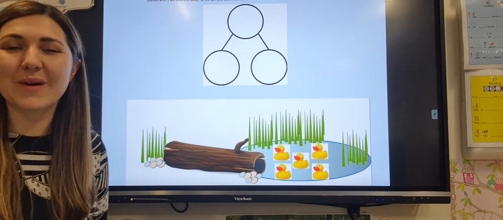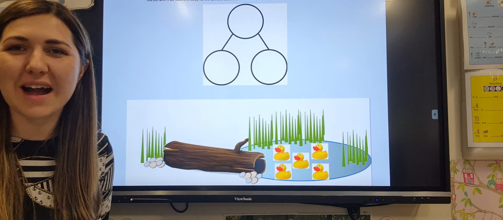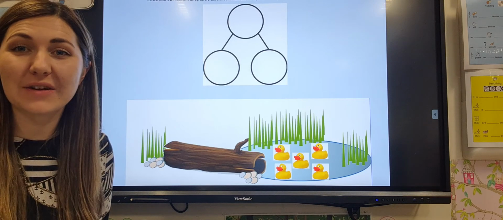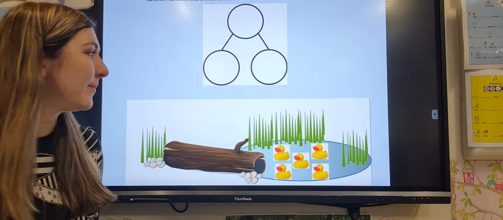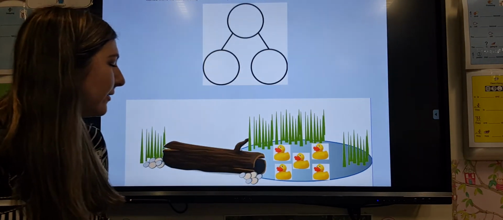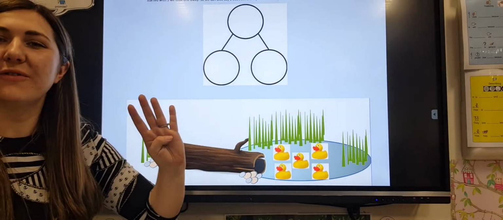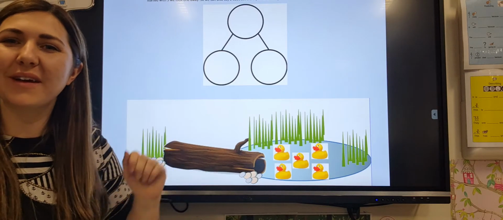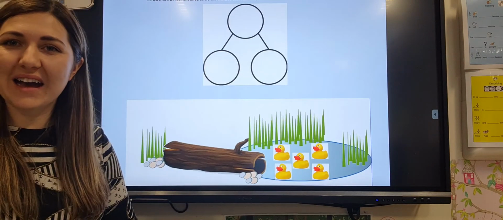Let's have another go at using our part-part whole model to work out a subtraction problem. Can you see the ducks in the pond? How many are there? I can see 1 in each corner, 4 and 1 in the middle. I know 1 more than 4 is 5. What's our whole, everybody? That's right, 5.